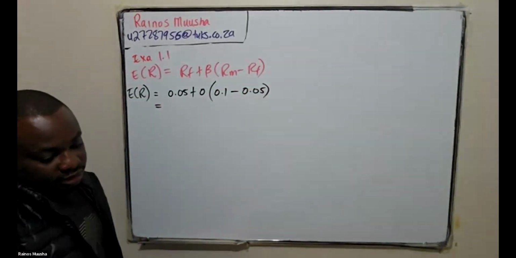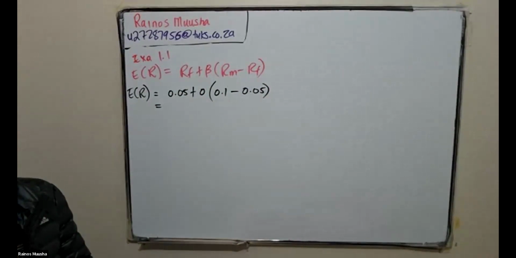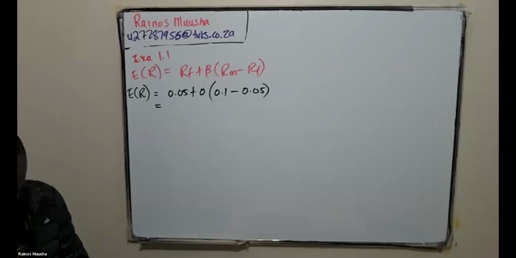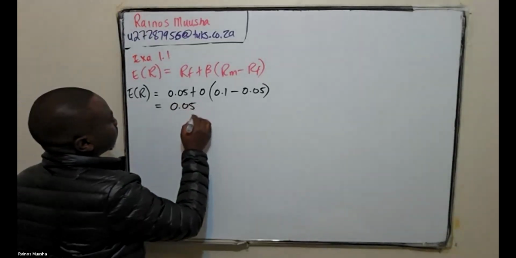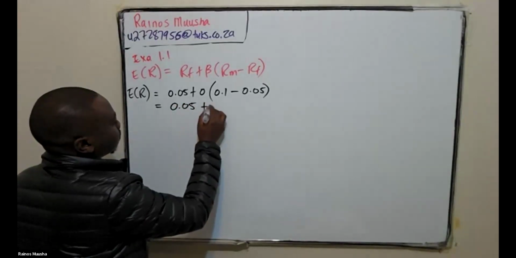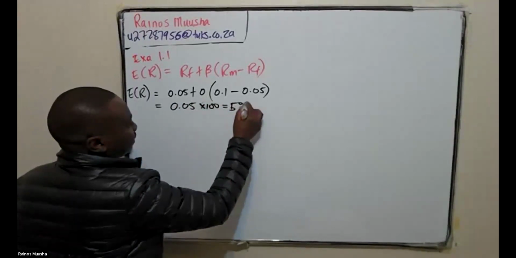So given this information, how much would you get as your expected return? 0.05. So you get a value of 0.05, which, if you multiply that by 100, would be 5%.